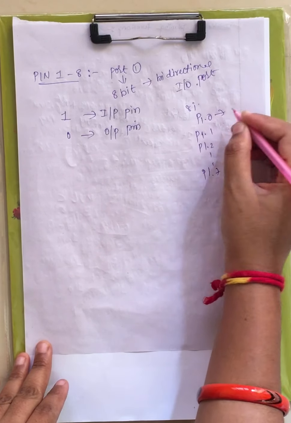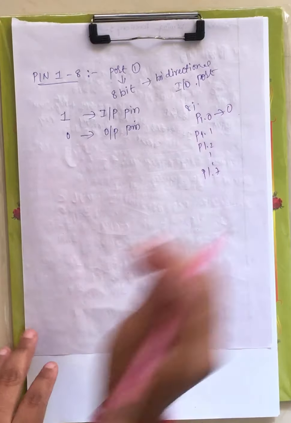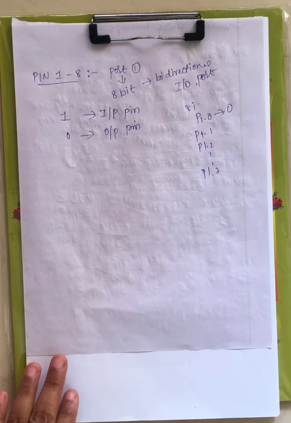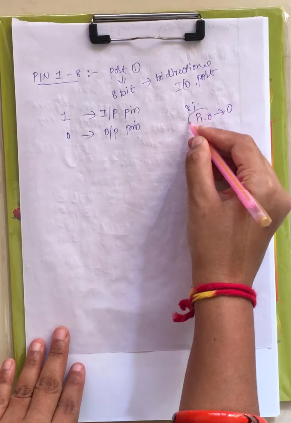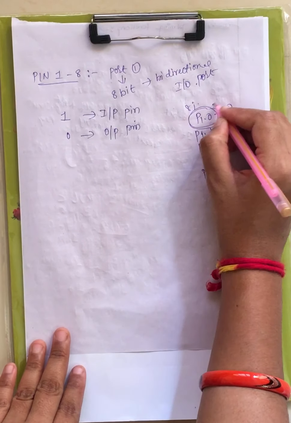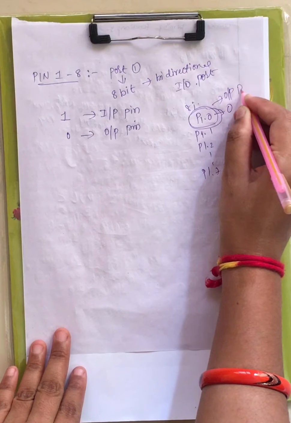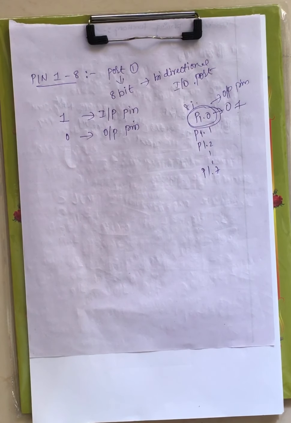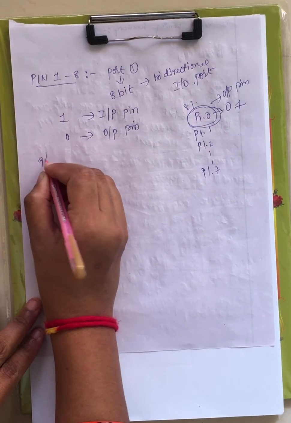Let us assume port 1.0 is logic 0. That means this particular pin will act as an output pin. When it is 1, it will act as an input pin, right? For logic 1, the particular pin will act as an input pin. For logic 0, it will act as an output pin, right? Now this is about pin number 1 to 8.